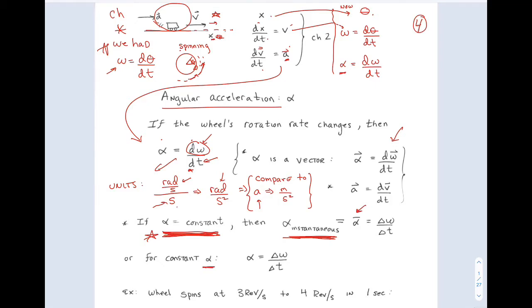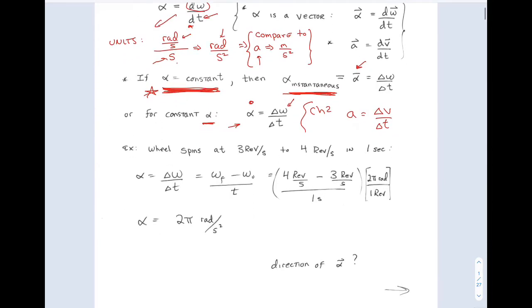For constant angular acceleration, just like in chapter 2, where the acceleration was the time rate of change of velocity, here, for constant acceleration, the angular acceleration is the time rate of change of angular velocity.